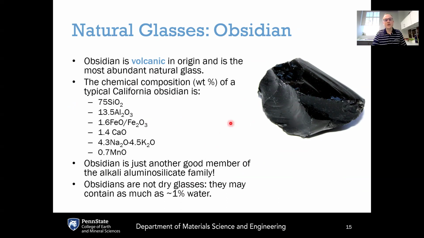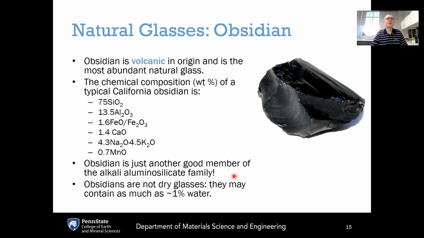A typical chemical composition of obsidian is about 75% silica, about 13.5% alumina. It has a high amount of iron in it, which is what gives it the black color here. A little bit of calcium oxide and some alkali oxides such as sodium and potassium. And it's also common to have some manganese oxide in obsidian. And what this means is that obsidian is just another good member of the alkali aluminosilicate family. Obsidians also tend to incorporate quite a bit of water into their structure because of their natural origin.